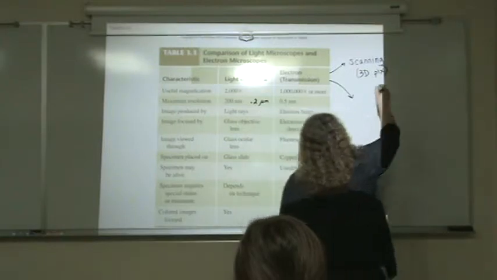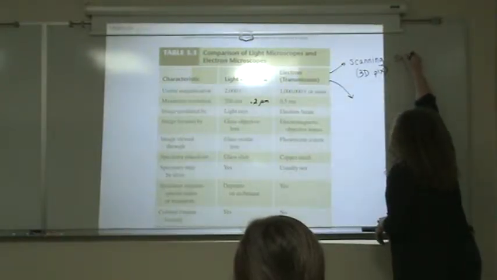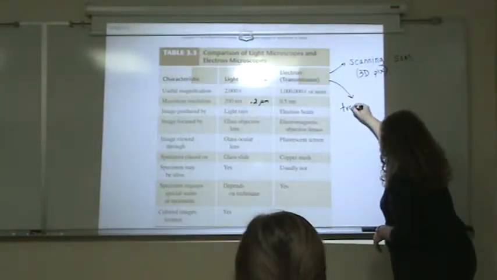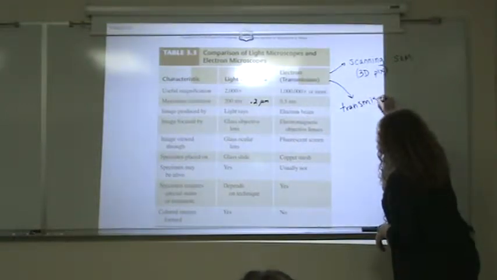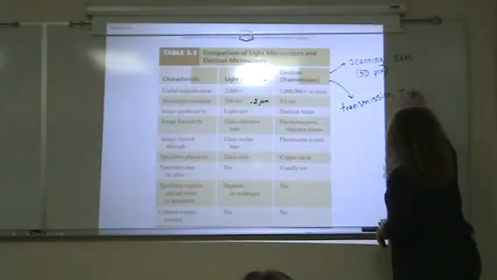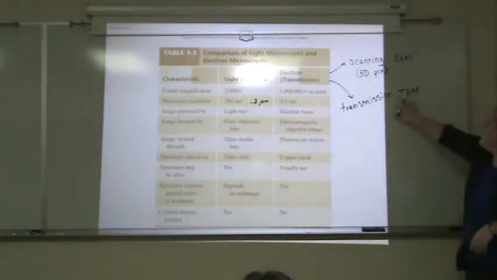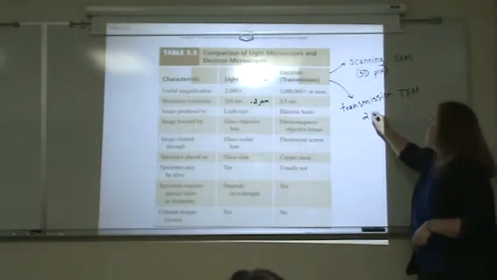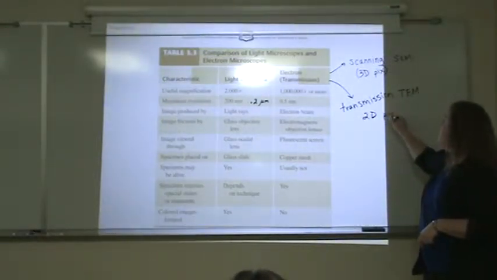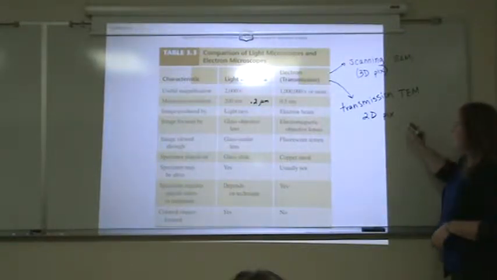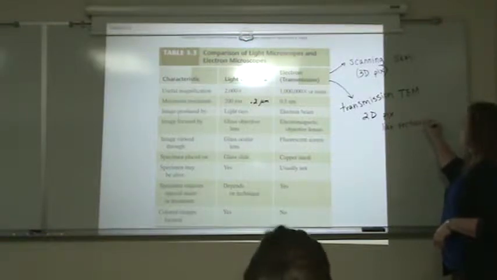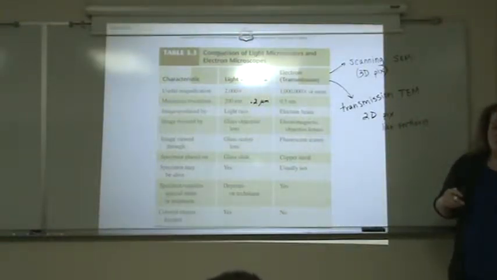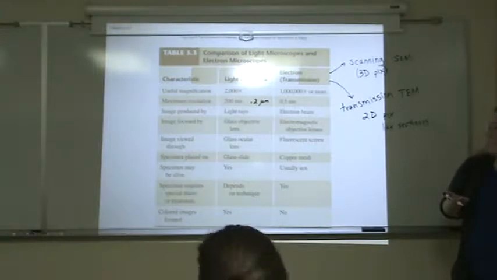The other type of electron microscopy is transmission. And that one's abbreviated TEM, transmission electron micrograph is the picture. And transmission gives you 2D pictures that are like cross sections. So they look like a flat cross section.